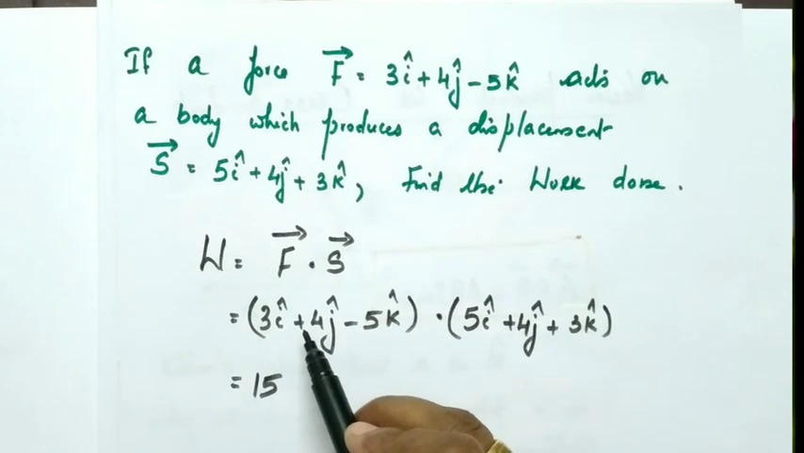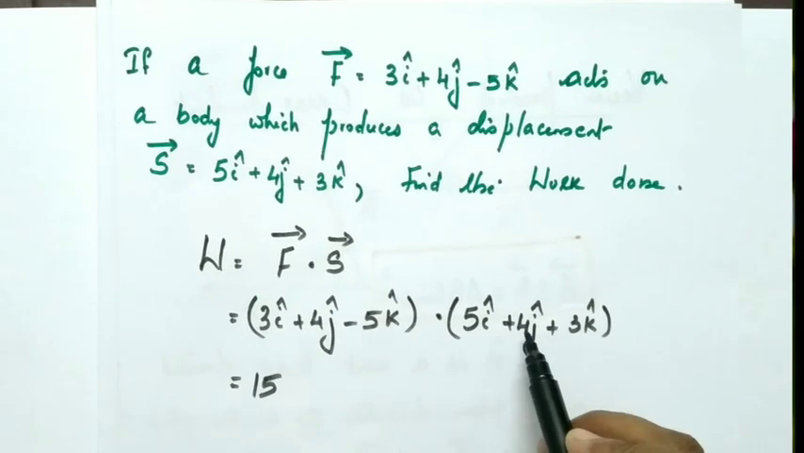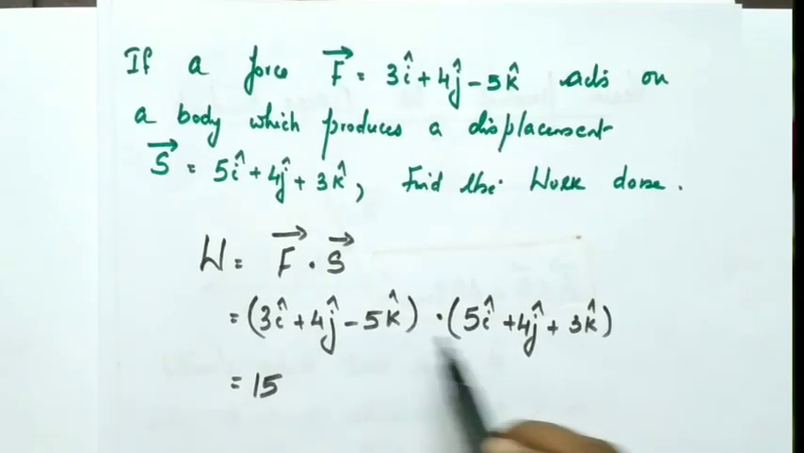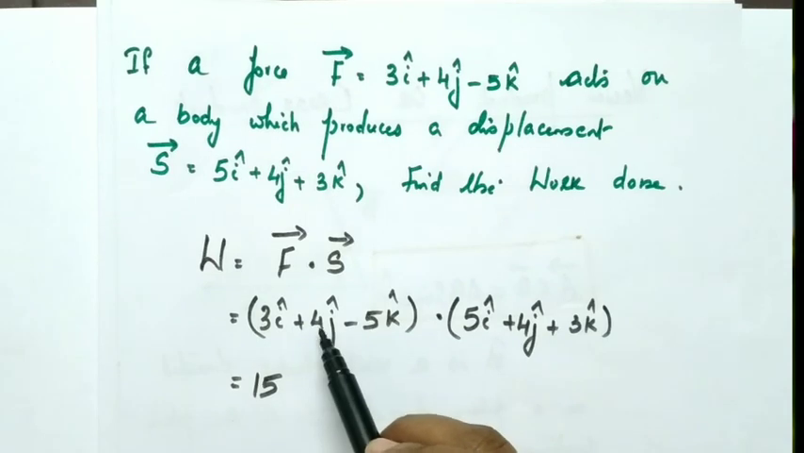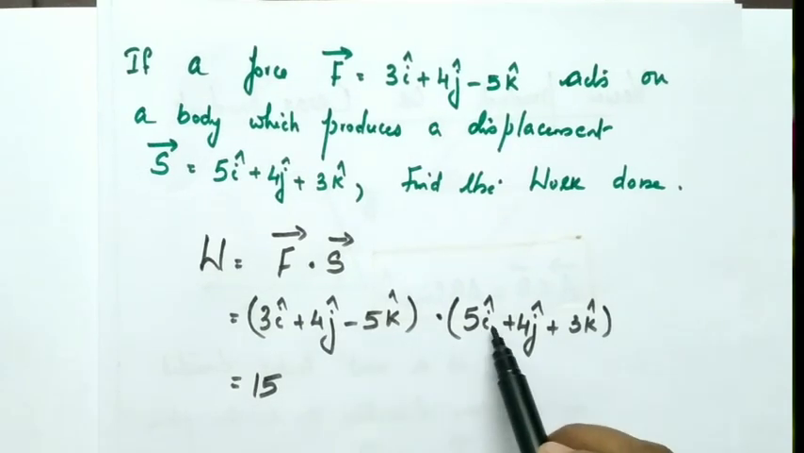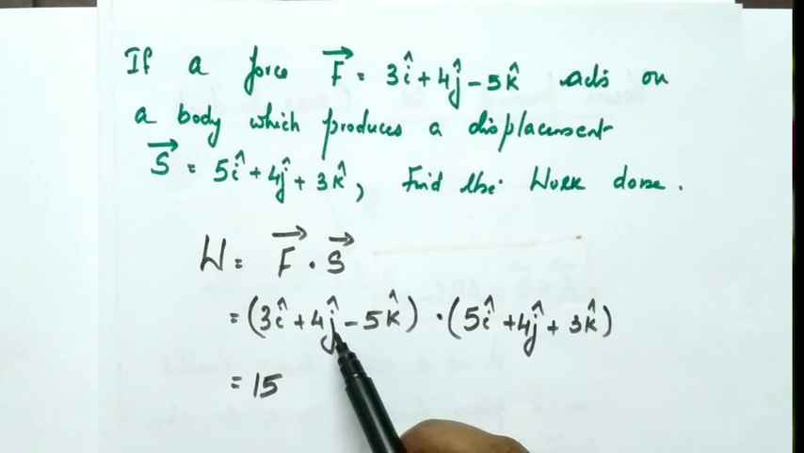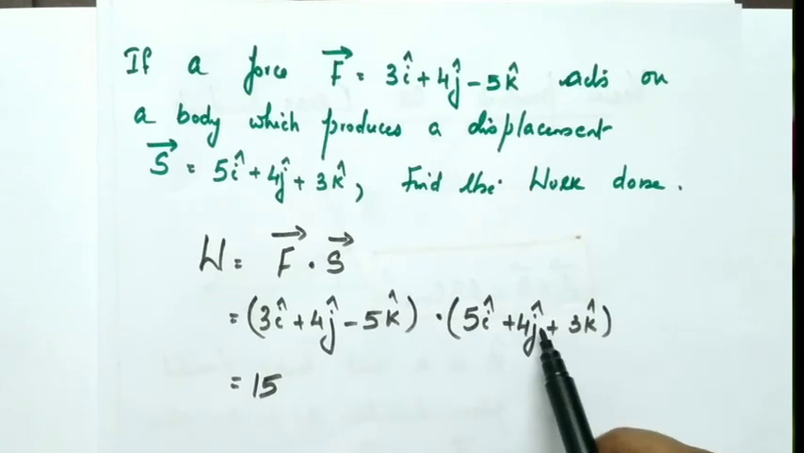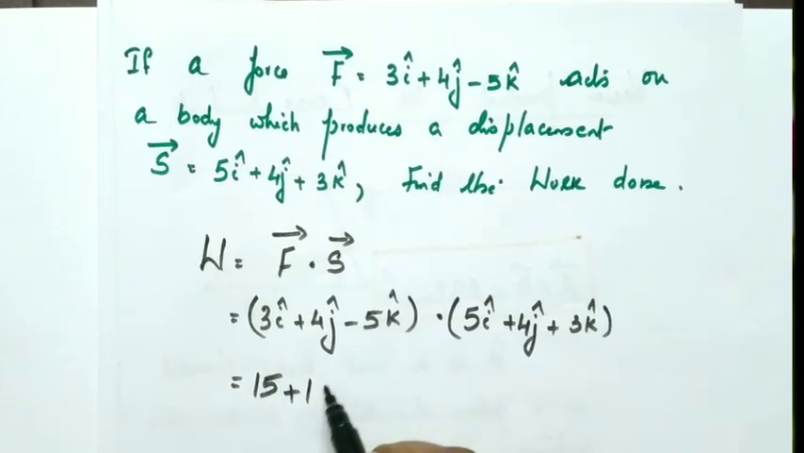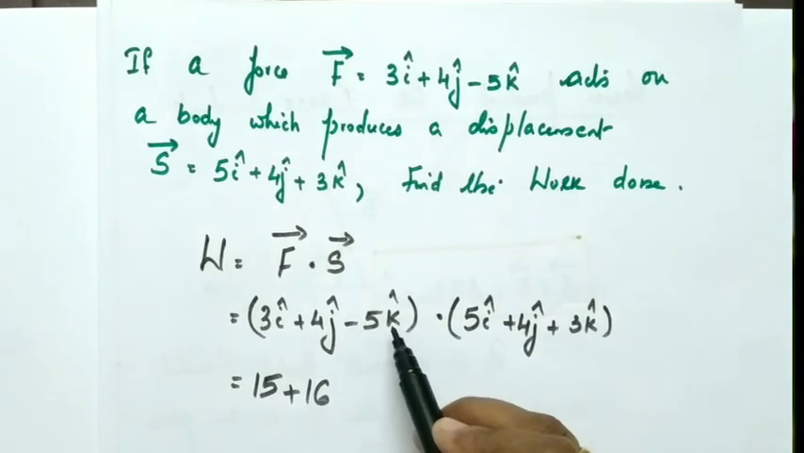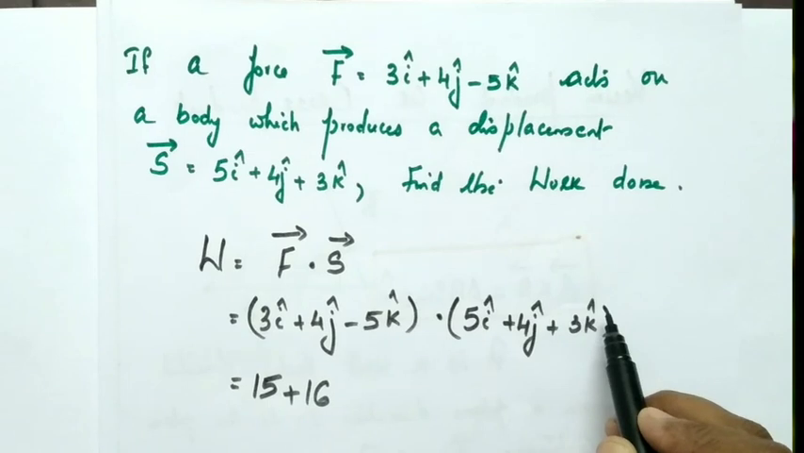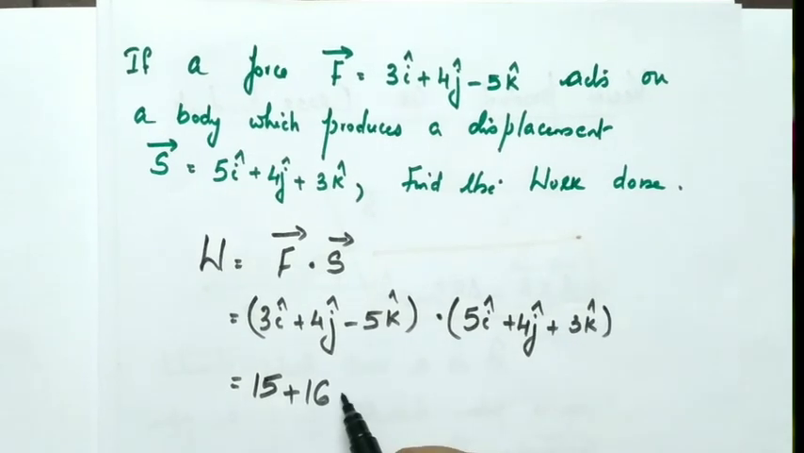Then the remaining 3i cap dot 4j cap is equal to 0. Similarly 3i cap dot 3k cap is also 0. Clear? Now the next term, 4j cap dot 5i cap, 0. 4j cap dot 4j cap, what is that? Plus 16. The remaining becomes 0. Similarly minus 5k cap dot 3k cap is minus 15, and all other remaining values become 0.